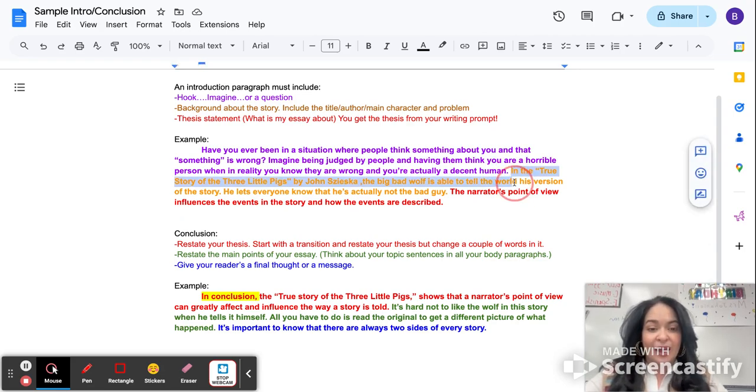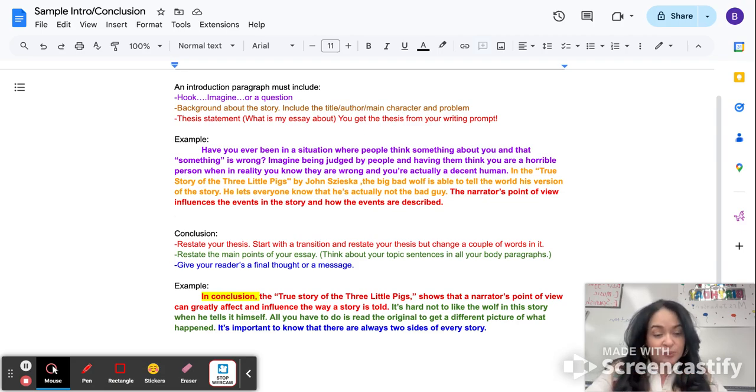Then I'm giving a little bit of background about the story, and I made that orange. I said, in The True Story of the Three Little Pigs by Jon Scieszka, notice how I mentioned the title and the author, the big bad wolf is able to tell the world his version of the story. He lets everyone know that he's actually not the bad guy. That's what the story's about, right? His problem is that the world thinks he's a bad guy. So notice how I mentioned the title, I mentioned the author, and I mentioned the main character and the problem.